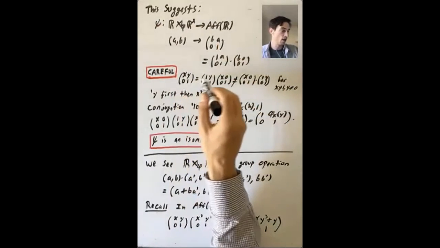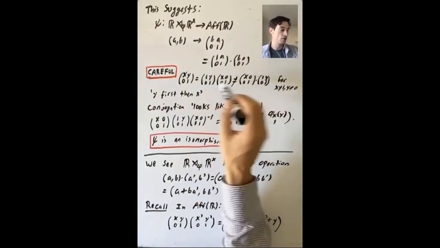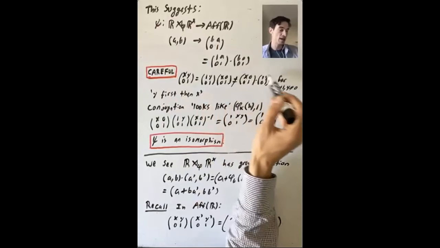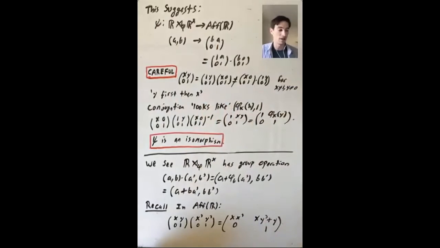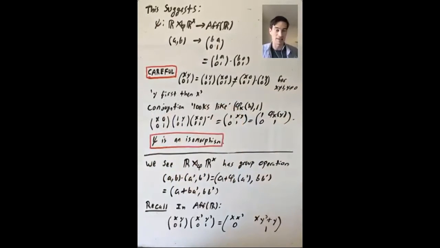So XY01 is 1Y01 times X001. But if you switch the order of these two matrices, they don't in general commute with each other. So you have the matrix for Y first, and then the matrix for X. That's the way to remember it.